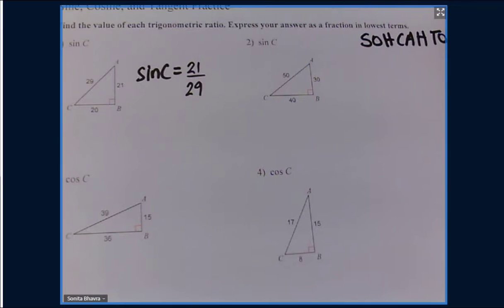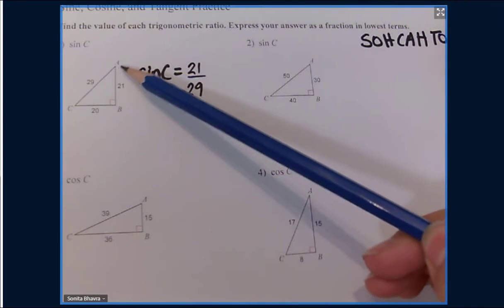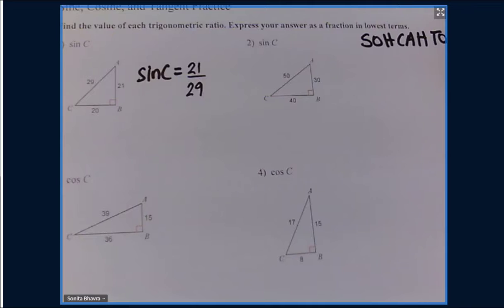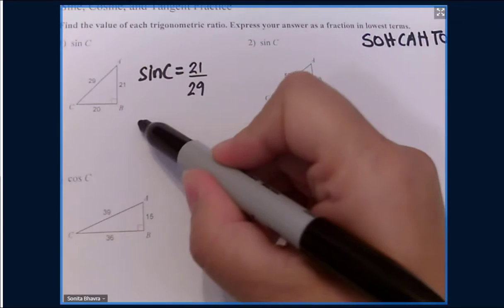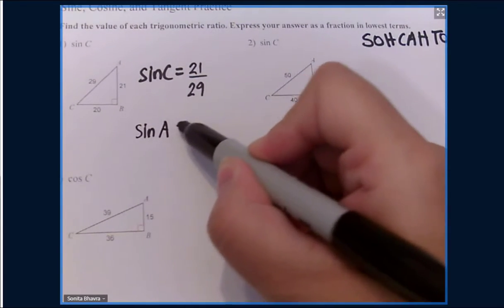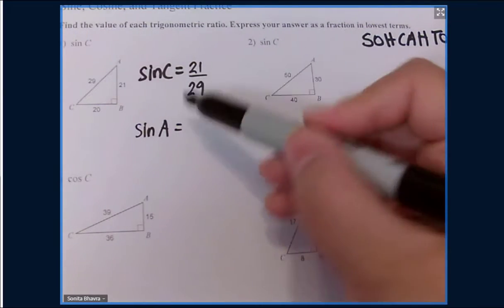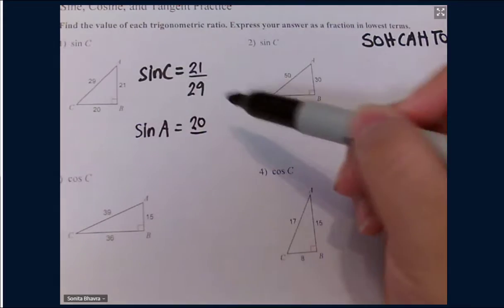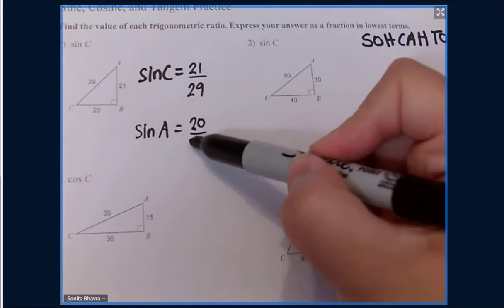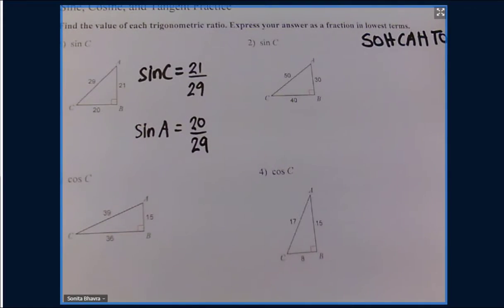All right, so let's say we had to find sine of A. Our angle A is here. All right, so angle A is there. Let's find sine of A. Sine of A, opposite is 20, and hypotenuse is still 29. So sine of A is 20 over 29.